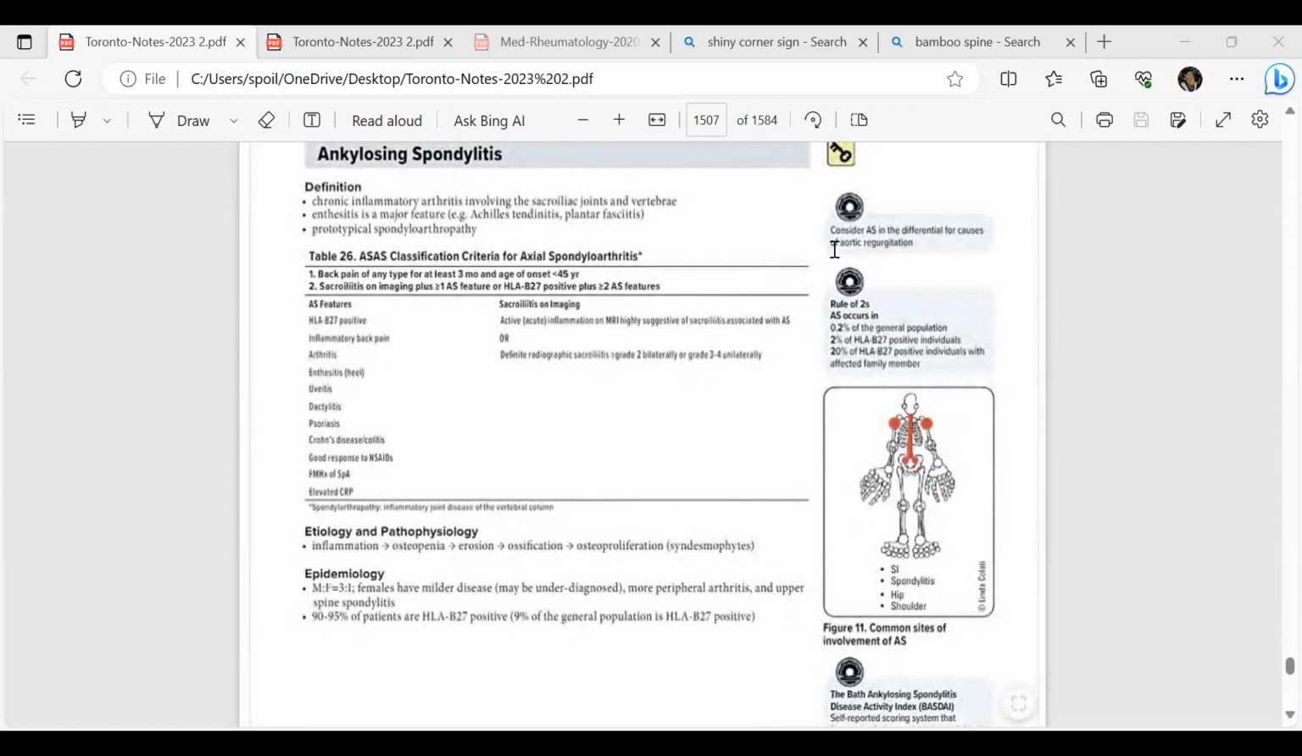Apart from that, there is also a very important point written: if anyone has aortic regurgitation, then you have to consider AS as your differential. The features are HLA-B27 positive, inflammatory back pain, arthritis, uveitis, enthesitis, psoriasis, Crohn disease, and elevated CRP. Active sacroiliitis on imaging: we see active or acute inflammation on MRI, which is highly suggestive of sacroiliitis associated with AS, or definitive radiographic sacroiliitis.